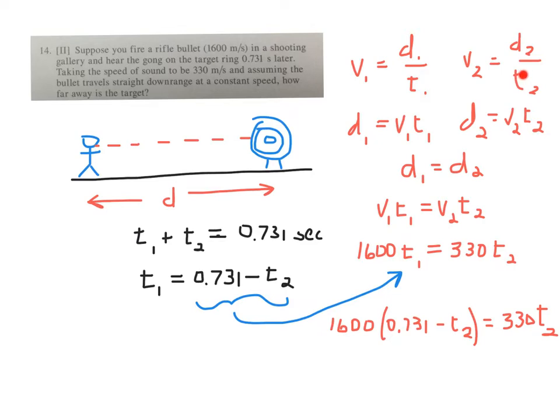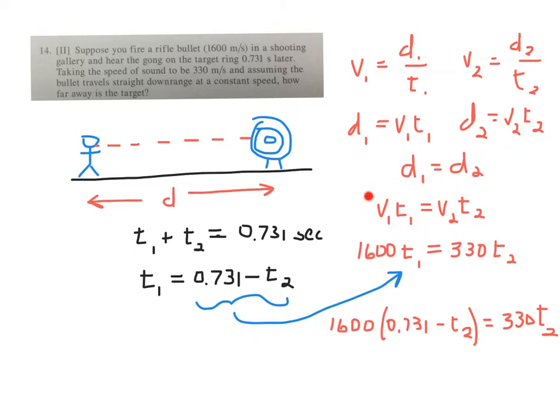So if I rearrange both those equations and solve for D, D sub 1 is V sub 1 T sub 1, and D sub 2 is V sub 2 times T sub 2, but the same distance for both. Therefore, I just substitute in: V sub 1 T sub 1 has got to be equal to V sub 2 T sub 2. So this is the key equation here.